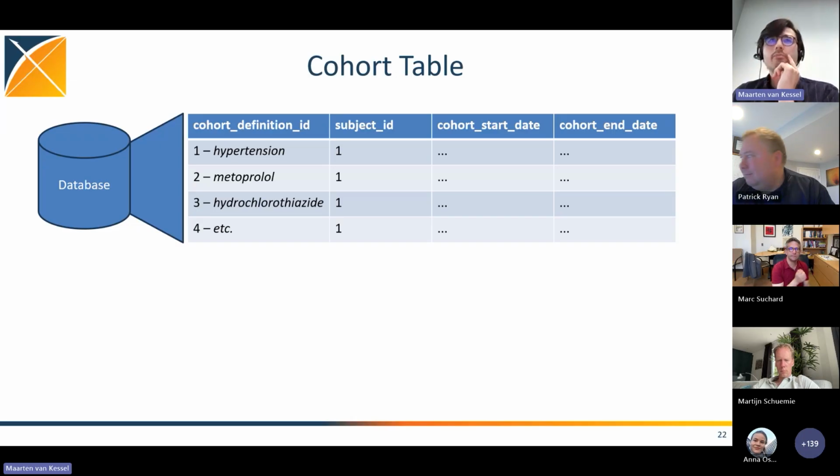So typically what we need in our database is a cohort table with a cohort definition ID, a subject ID, and a start and end date.